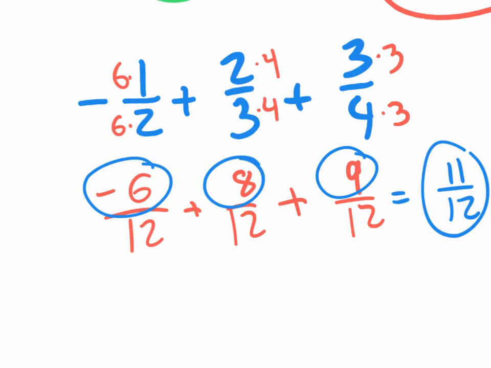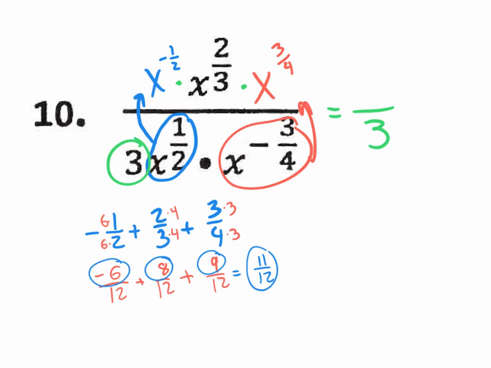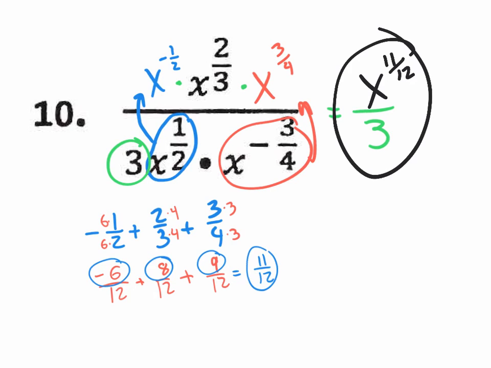Now, what is this 11/12? That was the exponent on the x on the numerator. So on the numerator, we have x to the 11/12. And that's it. That's your final answer.